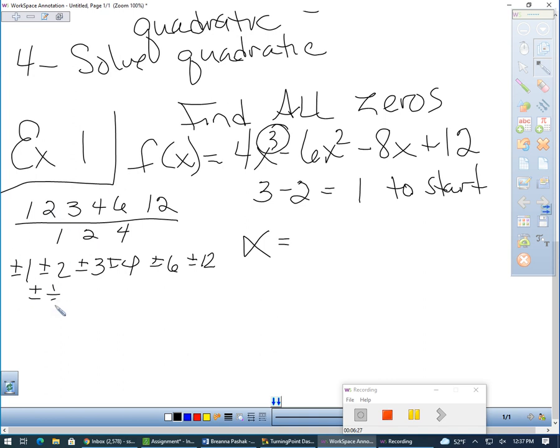So we have plus and minus 1/2, plus and minus 3/2, plus and minus 4/2 is 2, 6/2 is 3, 12/2 is 6. Then we got to go over 4. So we have plus and minus 1/4. Plus and minus 2/4 is the same as 1/2. We have plus and minus 3/4. Then we have 4/4, which is 1. 6/4 is 3/2, and 12/4 is 3. So we have all these possibilities.